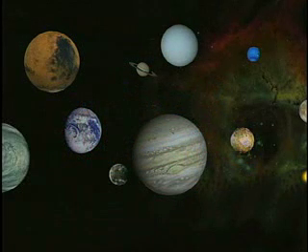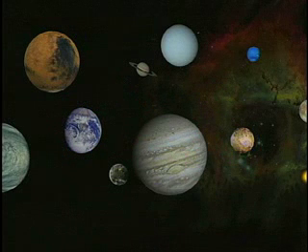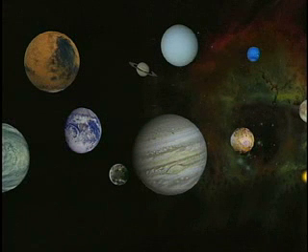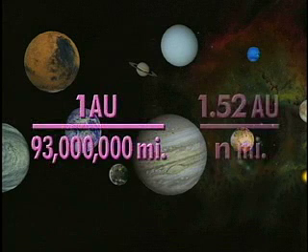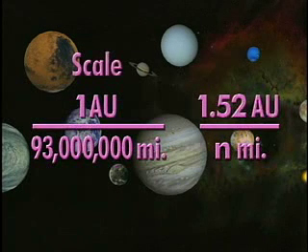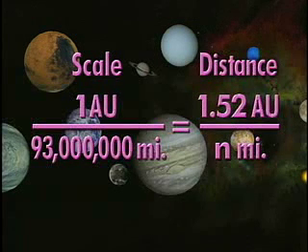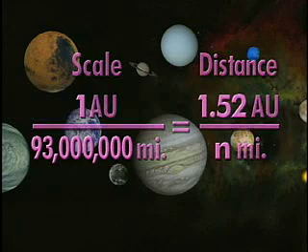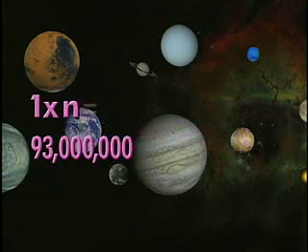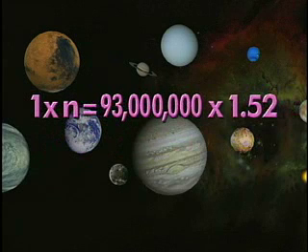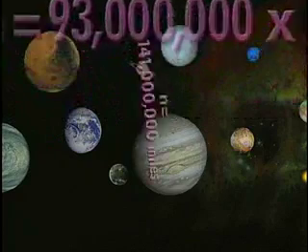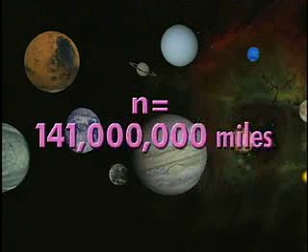Remember the process Jennifer demonstrated earlier in the program to solve problems involving scaling? We can solve the Mars distance problem using a proportion. The first ratio is the scale, and the second ratio is the distance of Mars to the Sun. N miles represents the distance from Mars to the Sun. After setting these ratios equal to each other, let's find the cross products. The equation becomes 1 times n equals 93 million times 1.52. Multiplying, we get the distance from Mars to the Sun to be approximately 141 million miles.